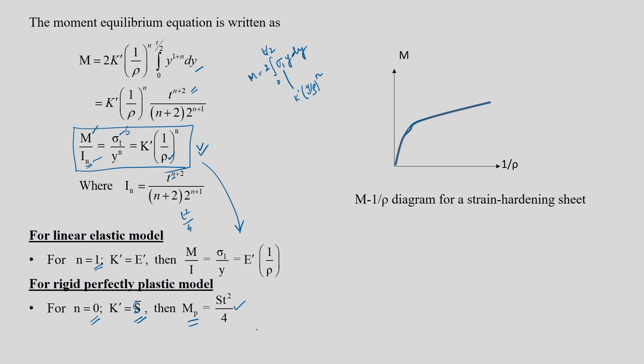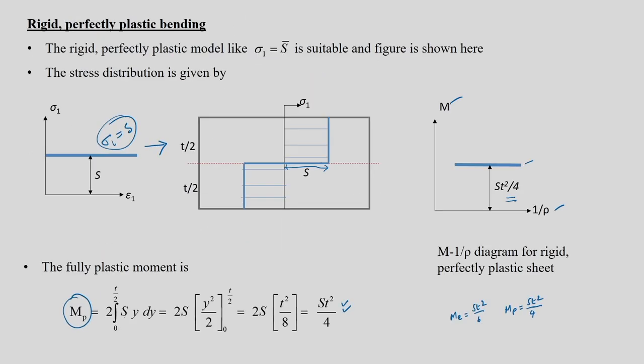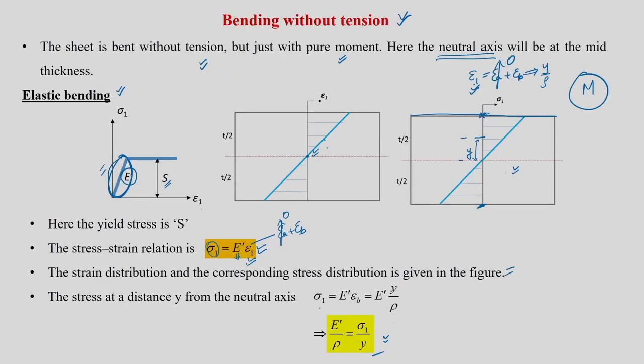These are the two extreme cases when you have n. Putting n equal to 0 will lead to the case which we already discussed, and this one will also lead to the previous case which we already discussed. So, this way one can get bending without tension if you know the strain distribution. It is the simpler case because this fellow goes off. That is why we are picking up this particular case.